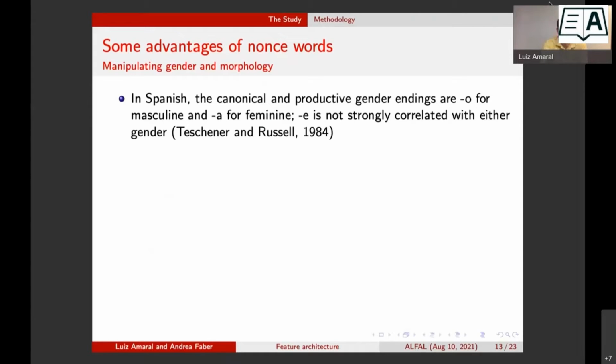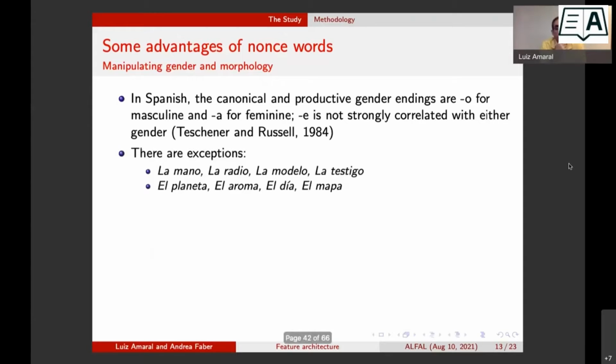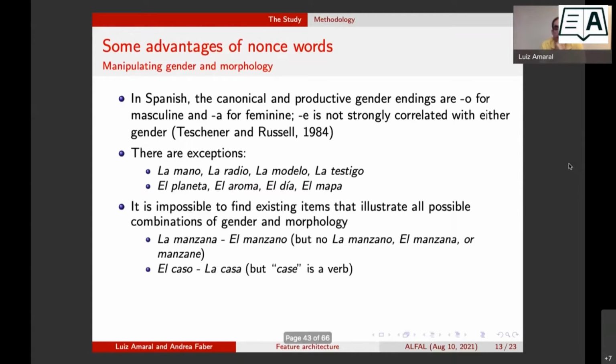There's some previous work that shows that. You all know that. Again, I don't need for this group here to explain these exceptions with la mano, la radio, el planeta, el aroma. Right, so it is impossible to find existing items that illustrate all possible combinations of gender morphology, right? So you can say el caso, la casa, but there is no case in Spanish to manipulate that.